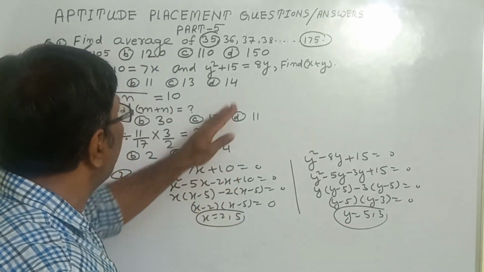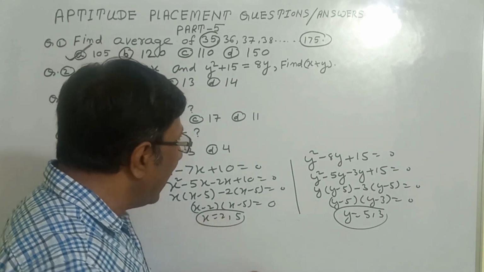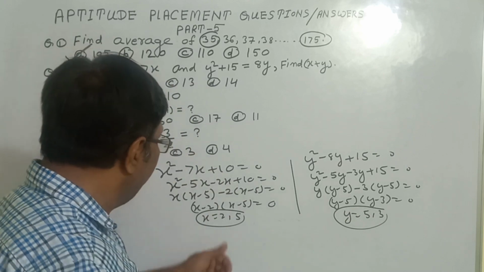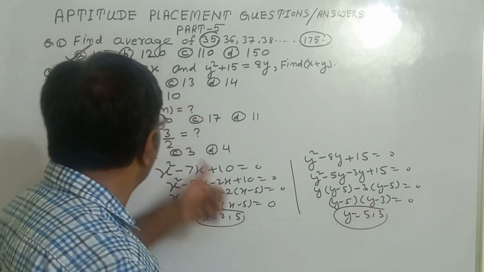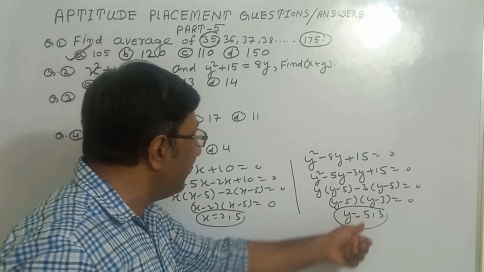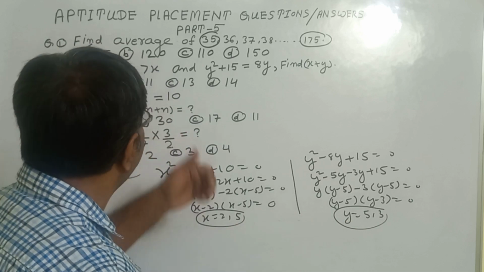Now you check, we have to find x plus y. When x is 2, y is 5 and 3. So 2 plus 5 is 7, not in the options. 2 plus 3 is 5, not in the options. Again x is 5, then 5 plus 5 is 10. So 10 is in your options, because 5 plus 3 is 8, not.